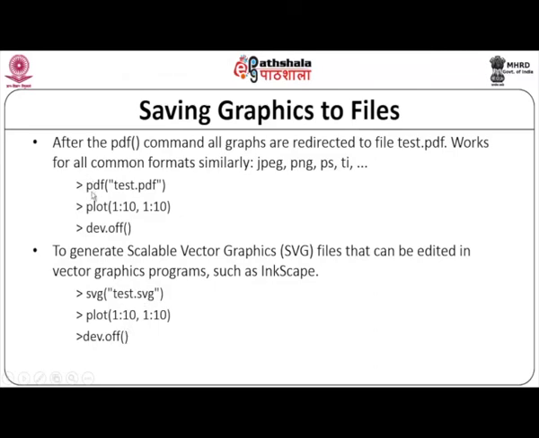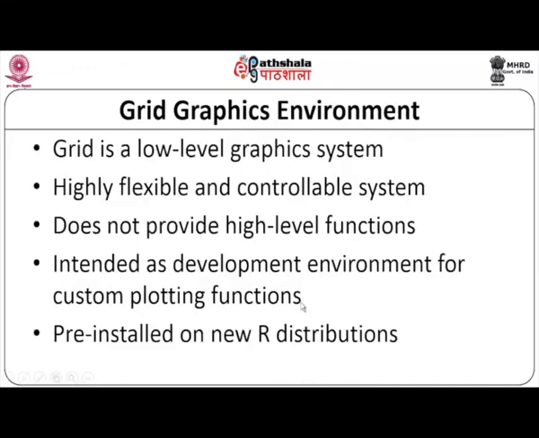Similarly, if you want to generate a scalable vector graphics file for the same plot, then instead of the PDF method you can make use of the SVG method, highlighting the file in which you want to save the scalable vector graphics output. So, call the SVG method followed by the plot, then the plot that is generated will be saved in this test.svg file in the respective format. So, this is how R provides support for saving the graphics file that is being generated.